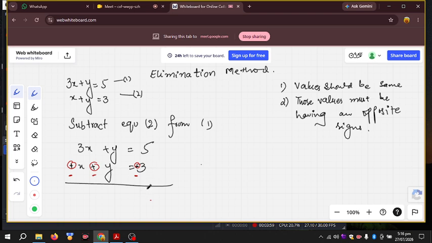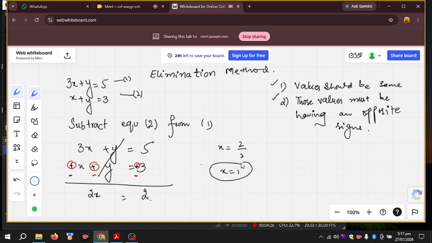Okay, so 5 minus 3 is 2, and here, as I've told you, the two conditions are fulfilled: the same values with opposite signs, so we can eliminate it, y minus y is 0. And 3x minus x is 2x. As we have to find the value of x, this 2 is multiplying with x, but we will move it to the other side, where it will be divided. So the value of x is 1.